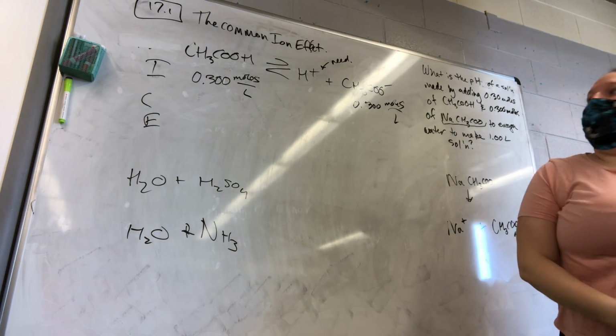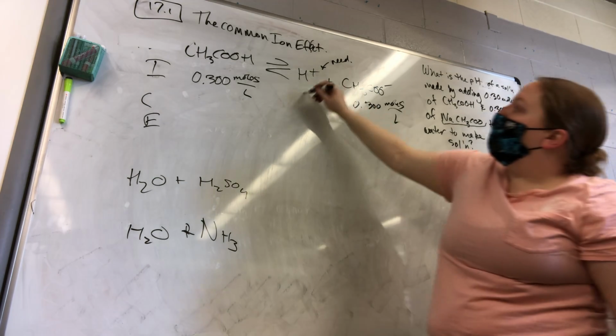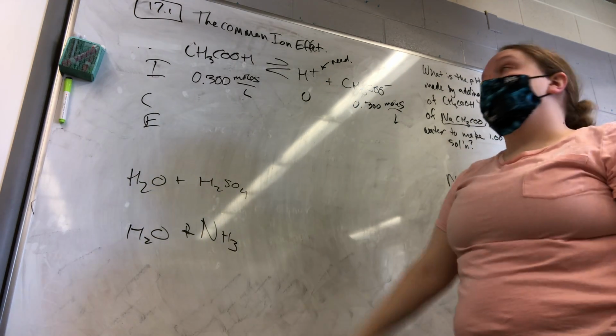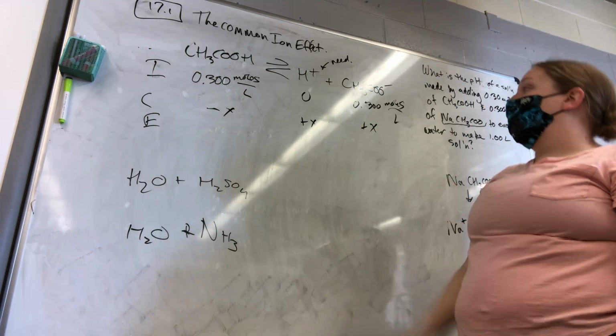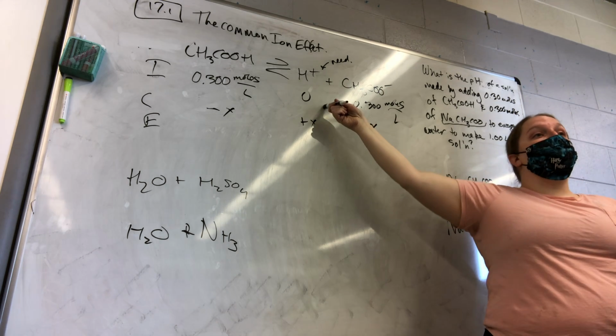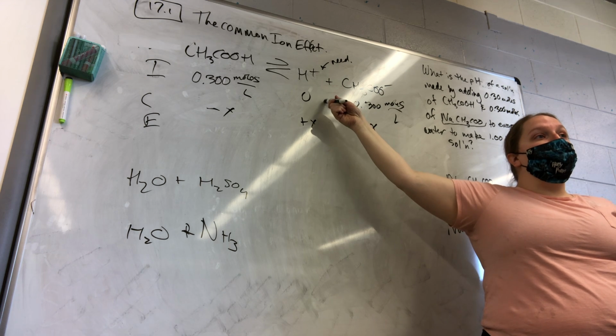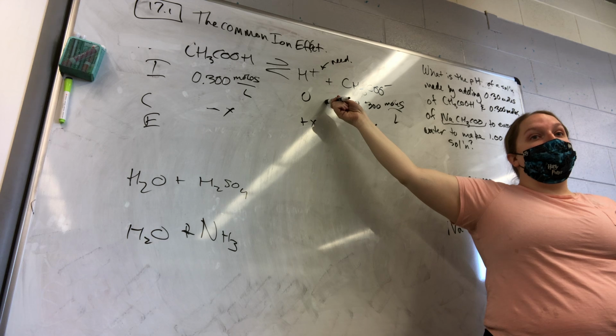Okay, so here we are. How much of the proton do we have to start with? None. What do we do next? How did I know to put the positives on the right and the negative on the left? Because of the 0. I can't subtract from 0. I can't do minus x here. I have to do plus x.